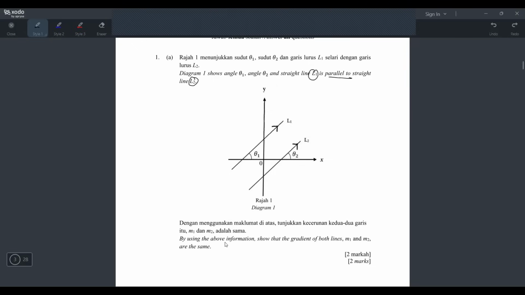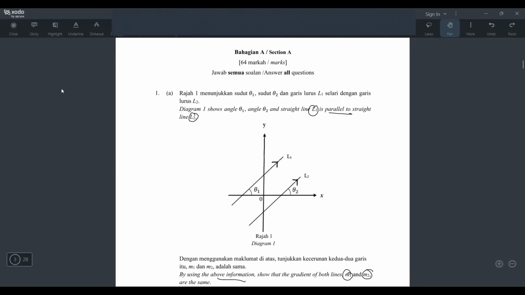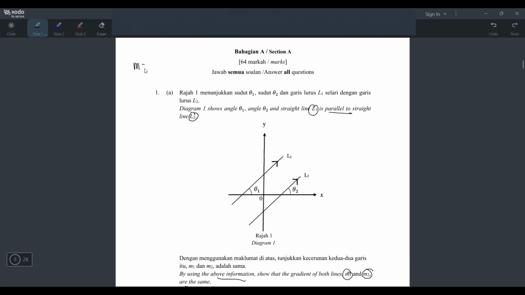They say by using the above information, show that the gradient of both lines M1 and M2 are the same. So we need to show these two lines have the same gradient, right? Only 2 marks. So how do we show it? First of all, let's talk about gradient. What's the formula for gradient? The formula for gradient is y2 minus y1 divided by x2 minus x1, right? Or you can also say take the difference in y divided by the difference in x, right?